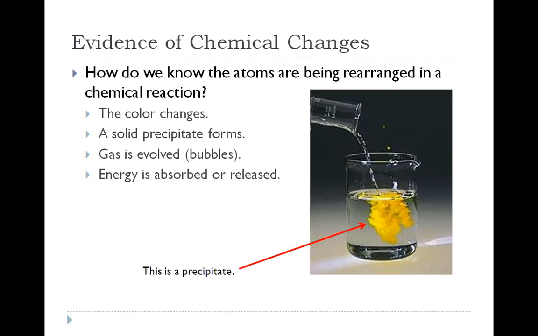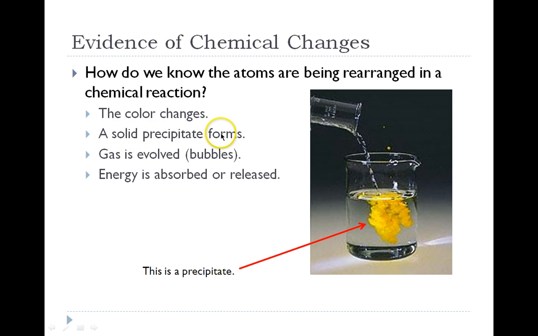So how do we know when atoms are being rearranged and we're seeing a chemical reaction before our eyes? We have a lot of different things. If there's a color change, a solid precipitate forms from two aqueous solutions. Look at this aqueous solution and this aqueous solution. When I say aqueous, it means you have a compound that's dissolved in water. So we have two compounds that are dissolved in water. When they react with each other, they form a solid, and that's a solid precipitate. In this case, it's lead sulfide.